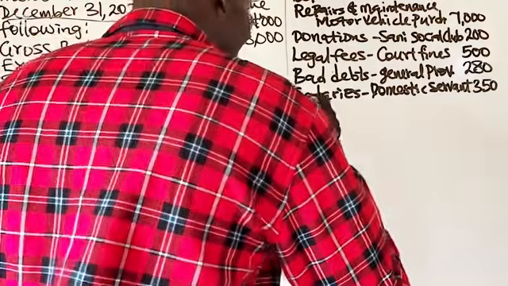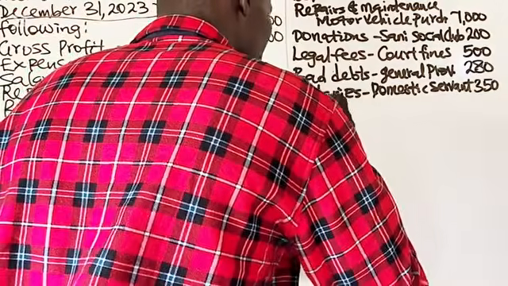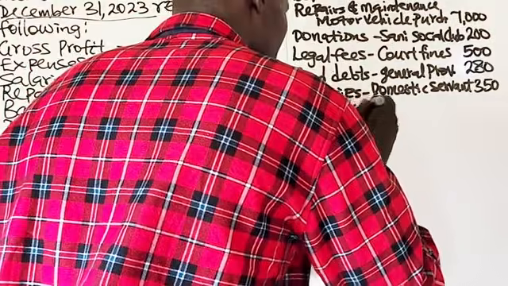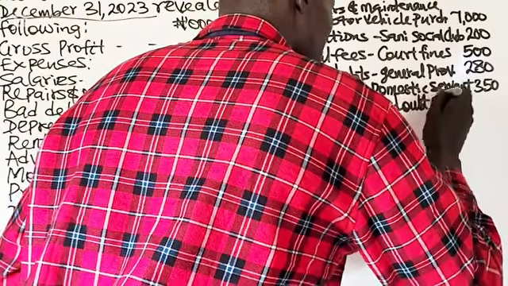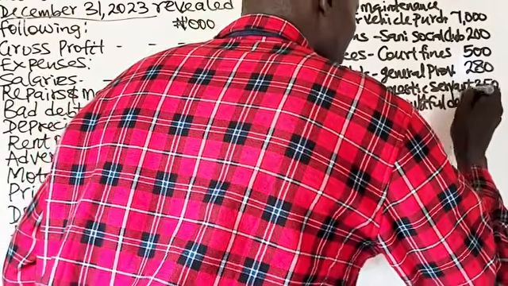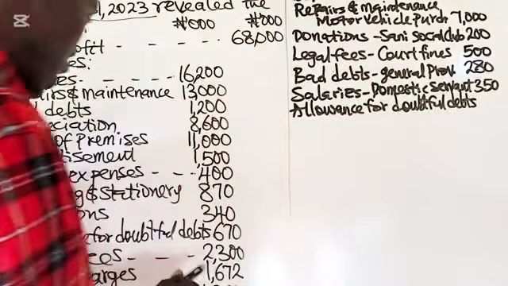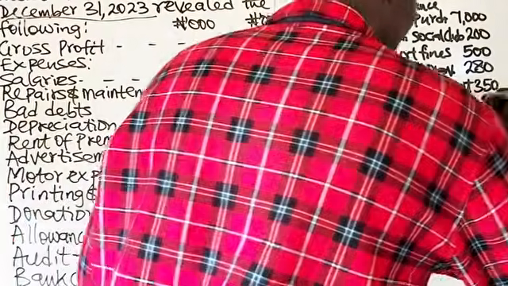So we have allowance for doubtful debts, and that amounted to 670,000.